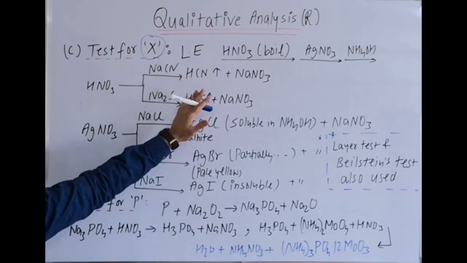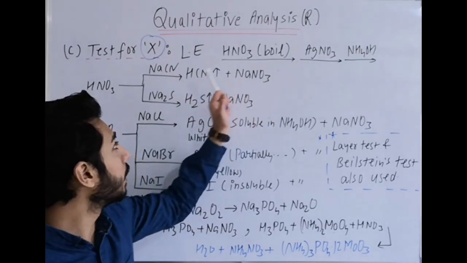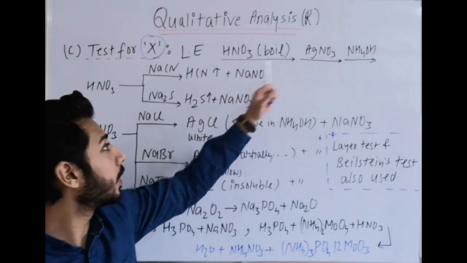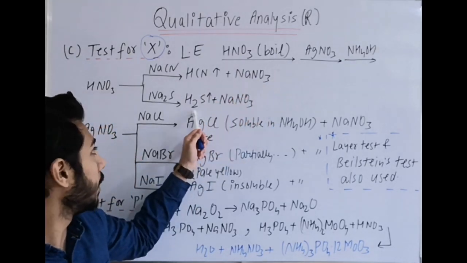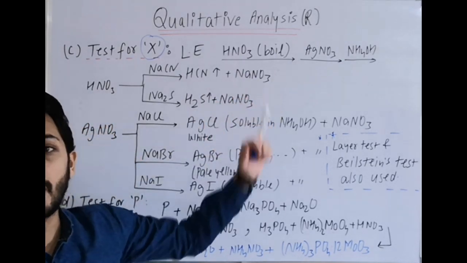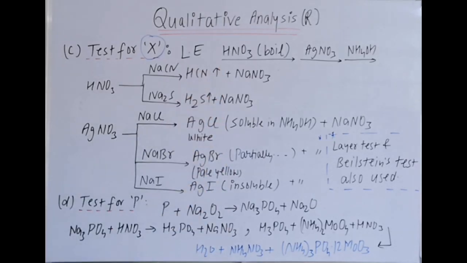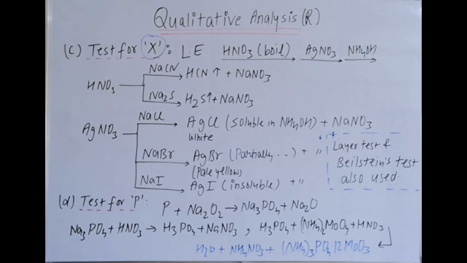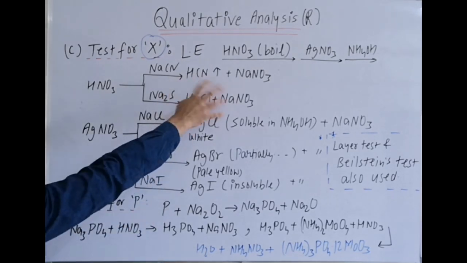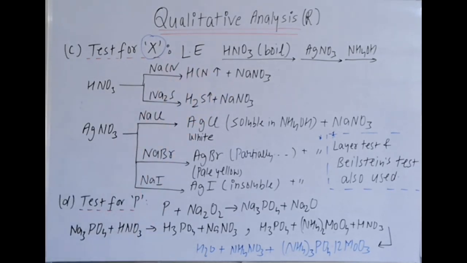Right? If they are not decomposed, then AgCN will give a white precipitate, and Ag2S will form, which gives a black precipitate. So that is the use of treating with nitric acid. Then after removing them, we add silver nitrate solution.